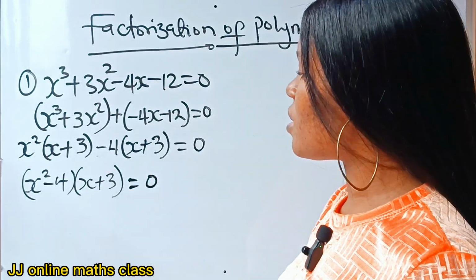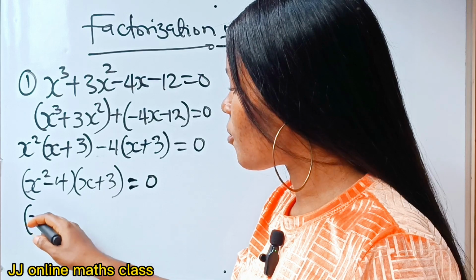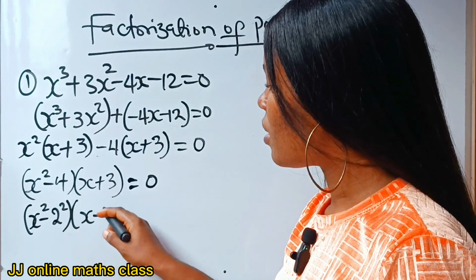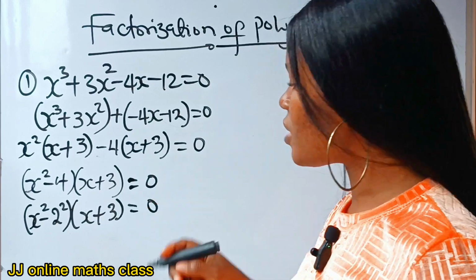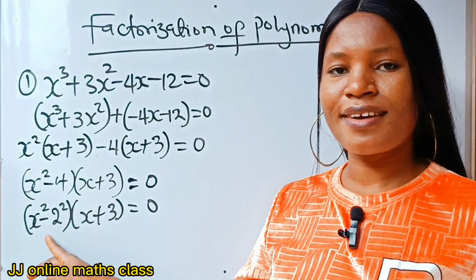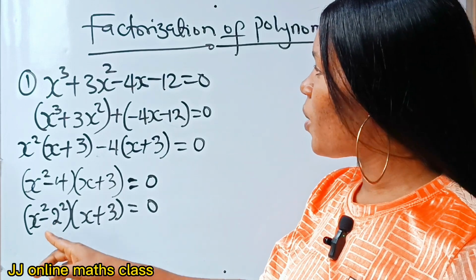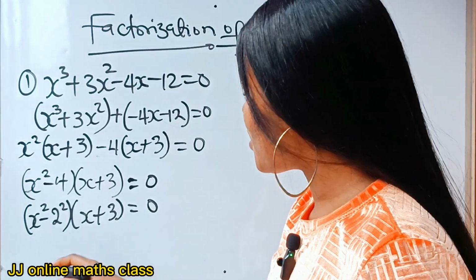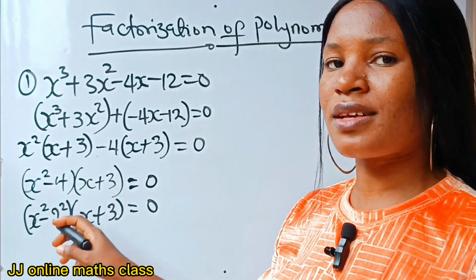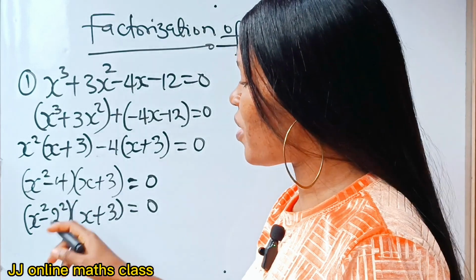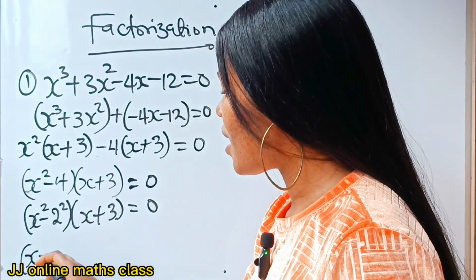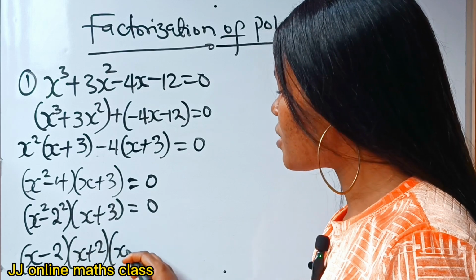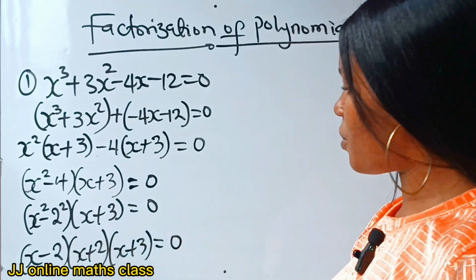Okay, note this is equal to 0. Now we can rewrite this as x squared minus 2 squared, bracket x plus 3 is equal to 0. What are you seeing here? What we are seeing here is the difference of 2 squares. Yes, so we are going to express this as a difference of 2 squares. Since this is a difference of 2 squares, this can be written as x minus 2 into x plus 2, bracket x plus 3 is equal to 0.